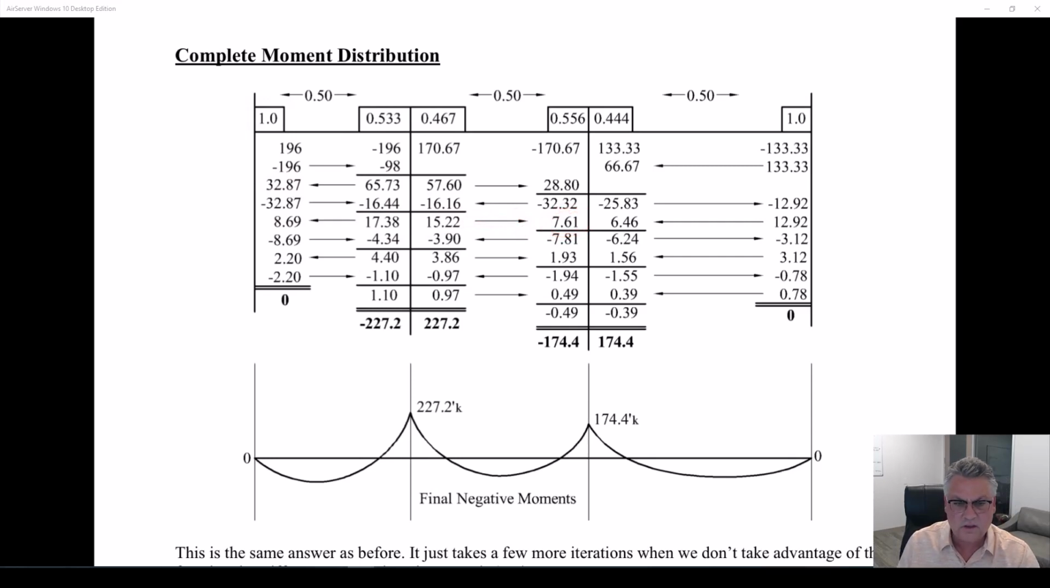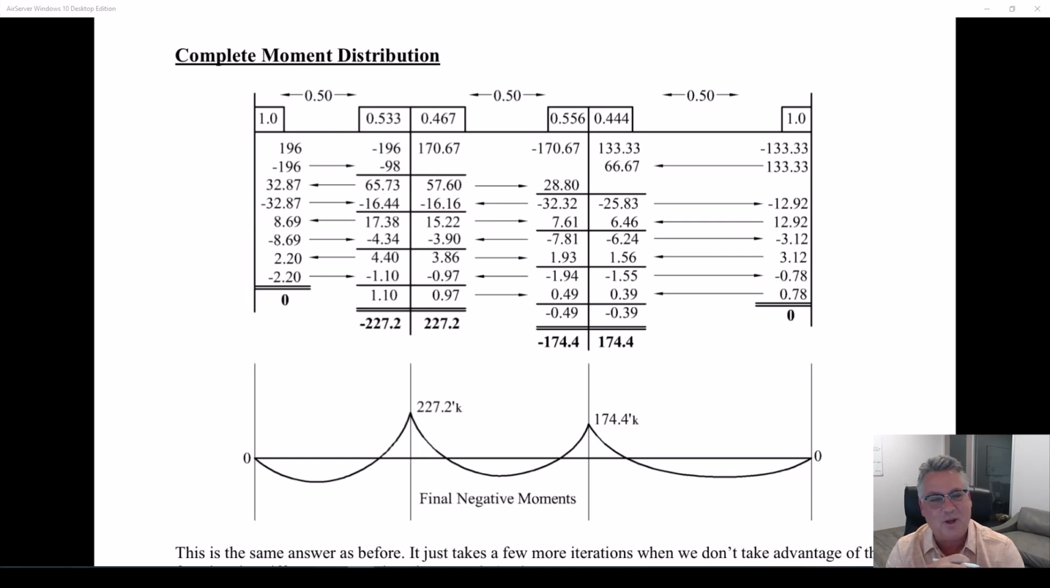But the process is a little more involved, has more steps to it, and always involves distributing out to the outside. So if you learned putting everything at 4EI over L, and that's the way you're comfortable with it, and you want to stick with it, this is the moment distribution then that you have to do. You're going to do more steps, you're going to take more time. Unfortunately, you're going to take more valuable test time, but I always get a few students that want to do it this way because they learned it that way.